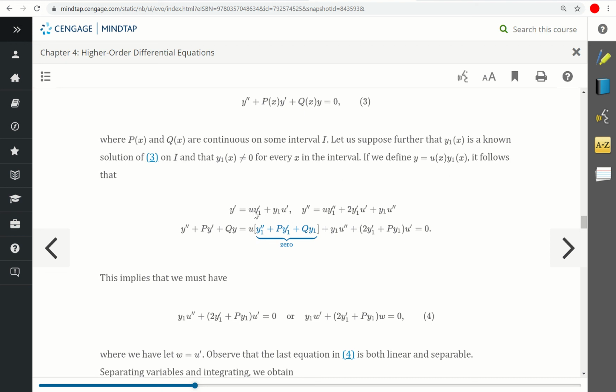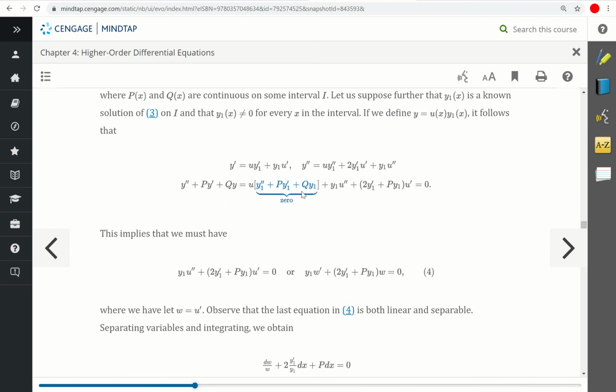Take the second derivative, you would need to do two product rules. The derivative of this would be u y1 double prime plus you would have a u prime y1 prime. The derivative of this one would be a y1 prime u prime plus y1 u double prime, and you would have two common terms you can combine to get a 2y1 prime u prime. We take these expressions along with the original function and plug them into this differential equation, and if we rearrange things, what you would get would be a y1 u double prime term plus a 2y1 prime plus py1 times u prime.